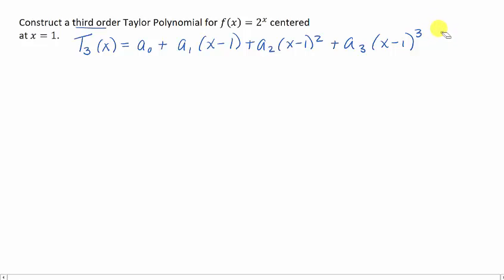All right, so now we need to go ahead and focus on our function and how we're going to use this function to write our Taylor polynomial. So when we're doing this, we always start with our function, f of x equals 2 to the x, and we need to take derivatives all the way down to the third derivative. So let's go ahead and do that quickly.